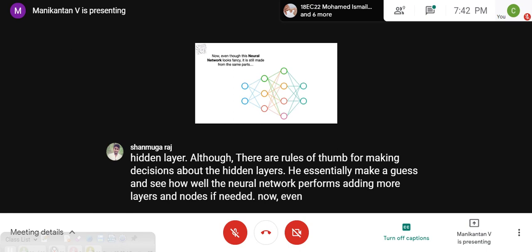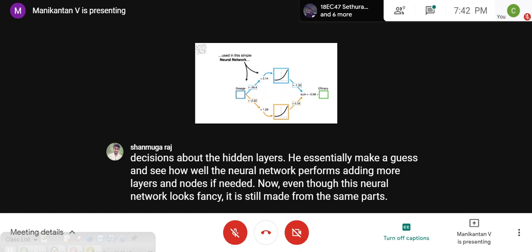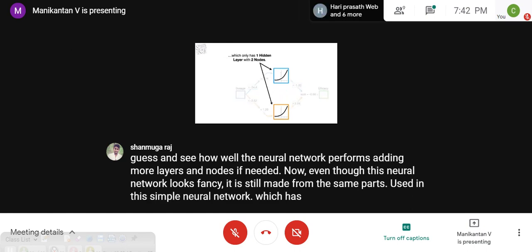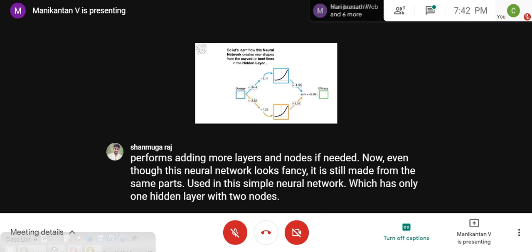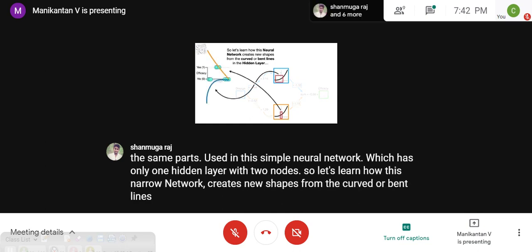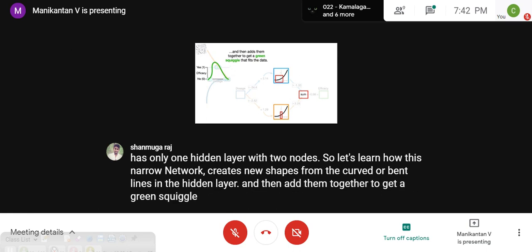Now, even though this neural network looks fancy, it is still made from the same parts used in this simple neural network, which has only one hidden layer with two nodes. So let's learn how this neural network creates new shapes from the curved or bent lines in the hidden layer, and then adds them together to get a green squiggle that fits the data.